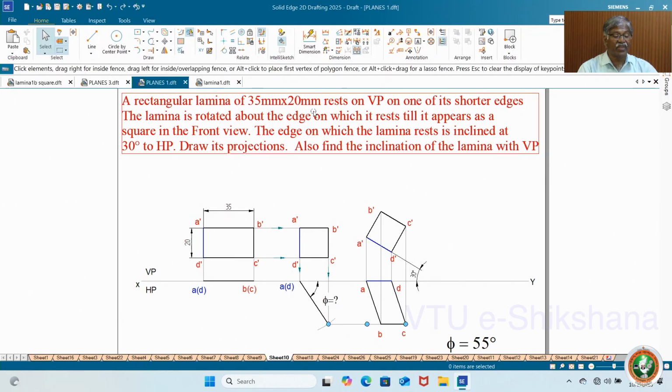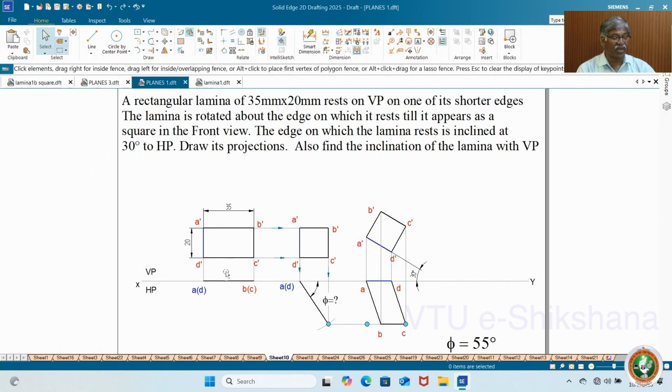Now a 35 mm by 20 mm lamina rests on VP on one of its shorter edges, as given. In this case it is the shorter edge on VP. Then the lamina is rotated about the edge on which it rests, and still it appears as a square in the front view. The edge on which the lamina rests is inclined 30 degrees to HP. Draw the projections. Also find the inclination of the lamina with VP. That's what I told you: sometimes you have to find the inclination. Now the same answer is there.